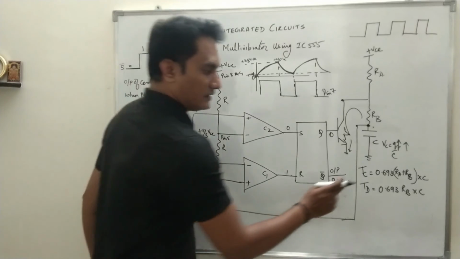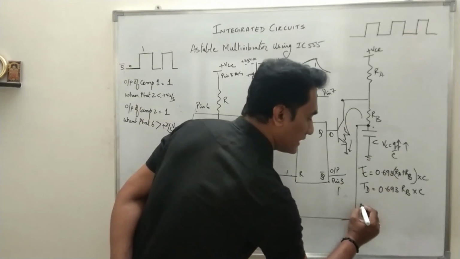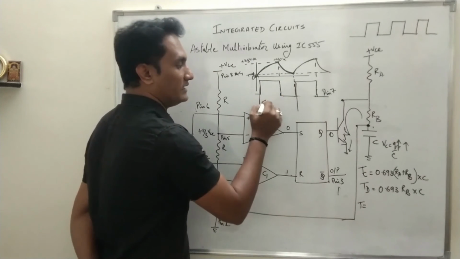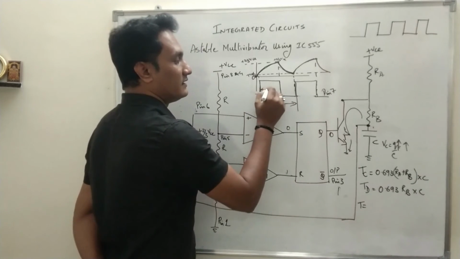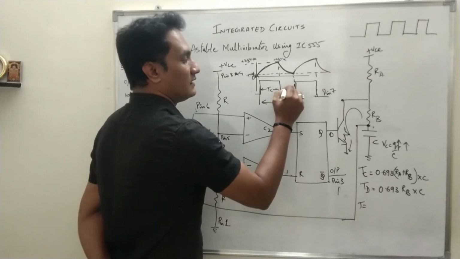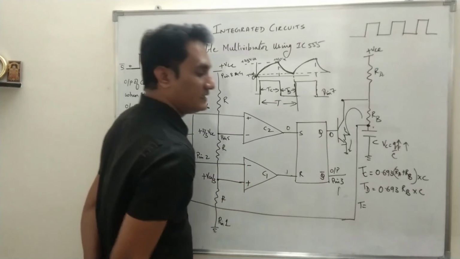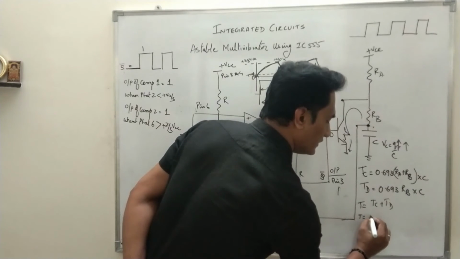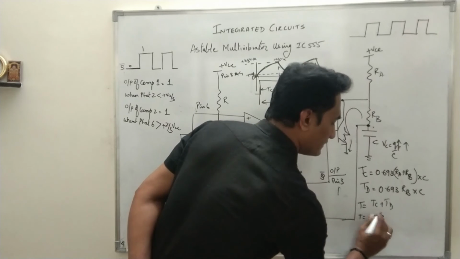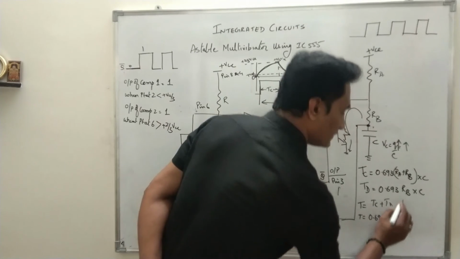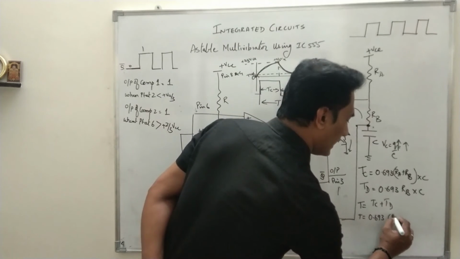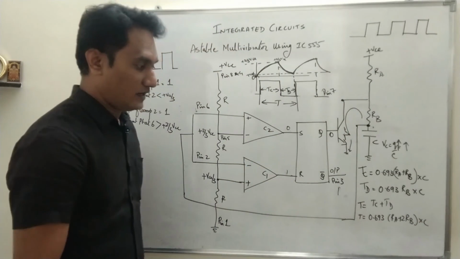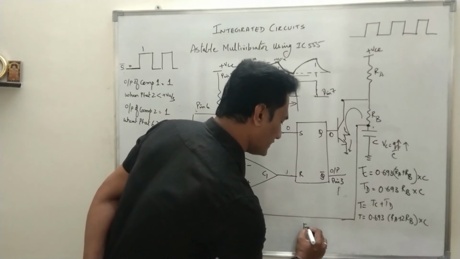These are the mentioned values for charging time, discharging time and total time period. Total time period means one complete cycle, this will be T. This is TC, charging time, and this is TD, discharging time. So total time T will be TC plus TD, which is 0.693 (RA plus 2 RB) into C. This is the formula for time period, and frequency f is equal to 1 upon T.